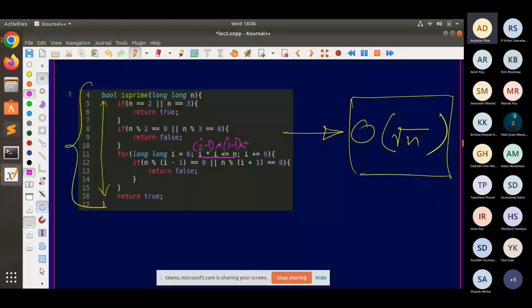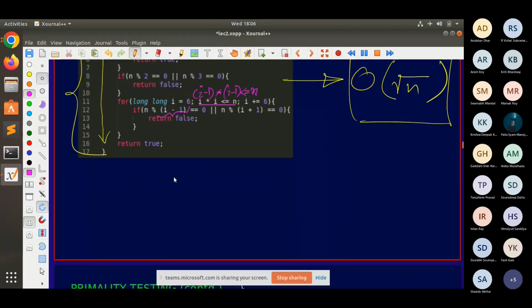The thing is, i minus 1 can be a candidate factor, but you are checking if n is greater than i square, then you are discarding it. But it can very well be that the square of i minus 1 is less than or equal to n, whereas i square is greater than n. So it will falsely identify those numbers as prime. So this was the correction I was intending to make.